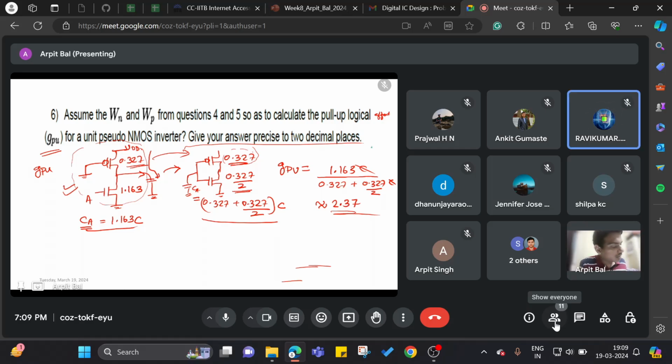Okay, and once I do that, I just wrote whatever value was present here, 0.327 and 0.327 by 2. And so the capacitance of the NMOS and PMOS in this case will be 0.327 plus 0.327 by 2. So then my GPU in this case will be the ratio of this one divided by this one. Okay, sir. Thank you, sir.